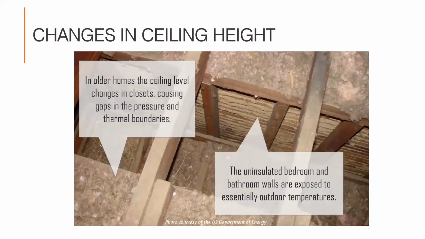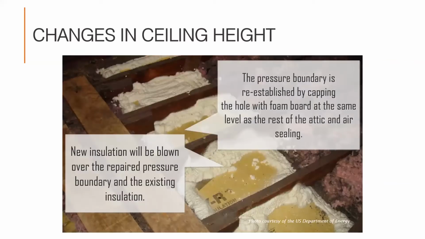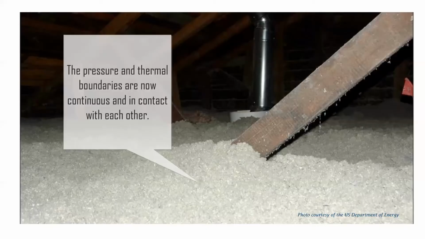In older homes, the ceiling level changes in closets, causing gaps in the pressure and thermal boundaries. The uninsulated bedroom and bathroom walls are exposed to essentially the outdoor temperatures. Here we see the use of rigid foam board to plug these large areas and spray foam to air seal the edges, creating a new air barrier at the floor of the attic. New insulation will be blown over the top, and you get, voila, the pressure and thermal boundaries are now continuous and in contact with one another.